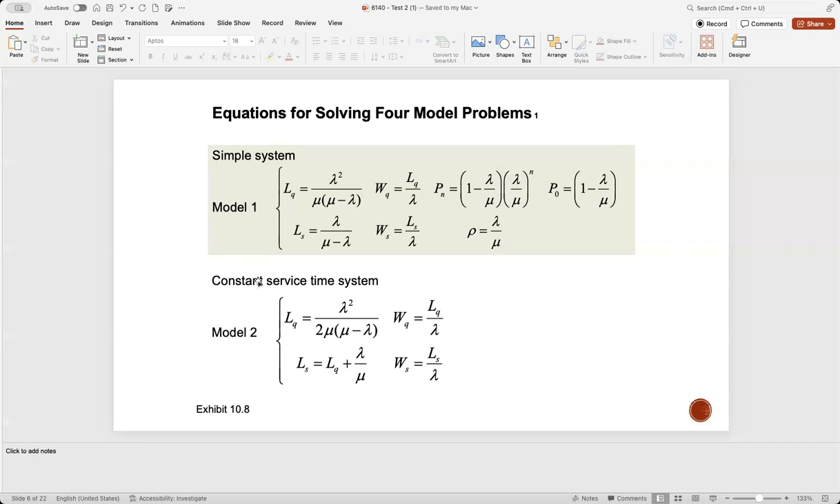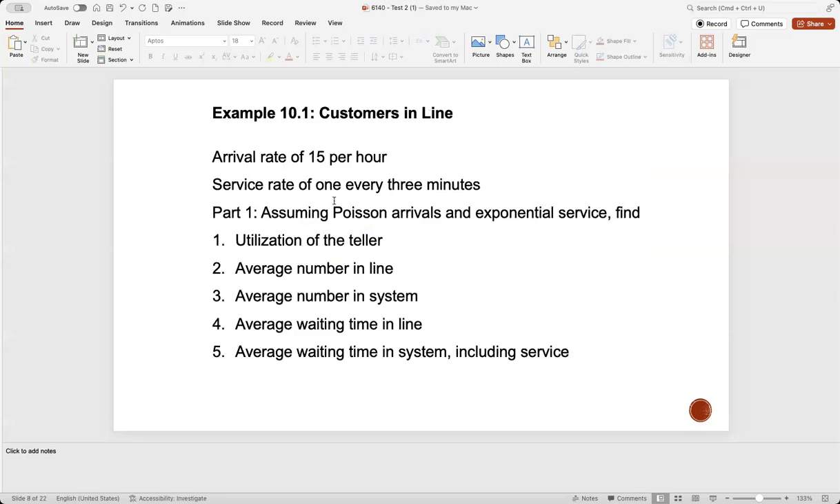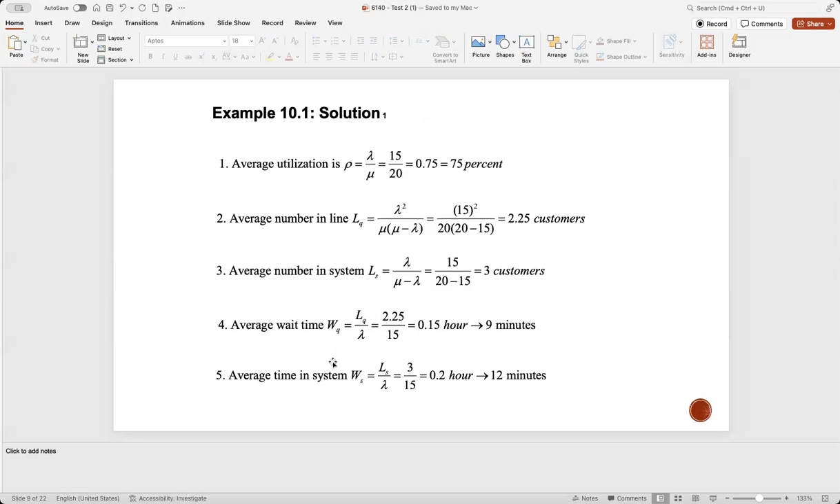And if you want to review how to do that, then the example here, example 10.1, will be really helpful. So you can just calculate the utilization, average number in line, which is the LQ and LS, WQ, WS. So this is what we have.